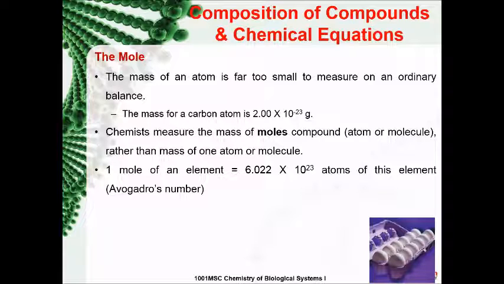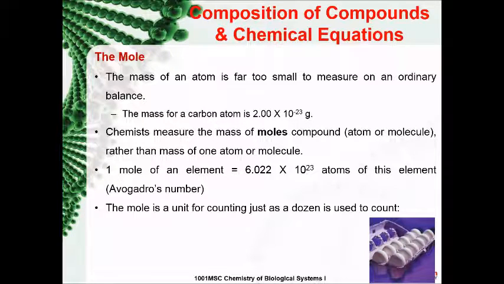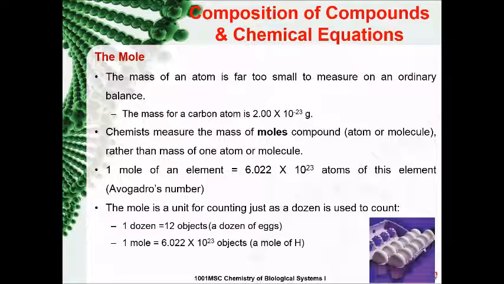Mole is the SI unit for atoms. It is a constant number equal to 6.022 times 10 to the 23, which is called Avogadro's number. The mole is a unit for counting, just as a dozen is used to count. To explain the concept of a mole, let's think of the following analogy. A box of 12 eggs is called a dozen. So 6.022 times 10 to the 23 objects is called a mole and is used for atoms and molecules.